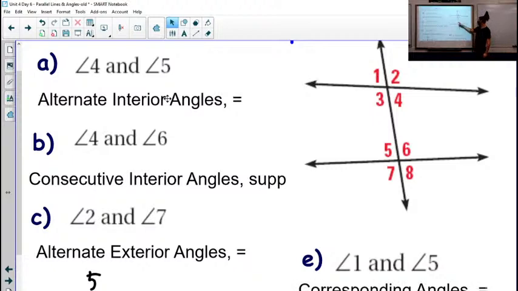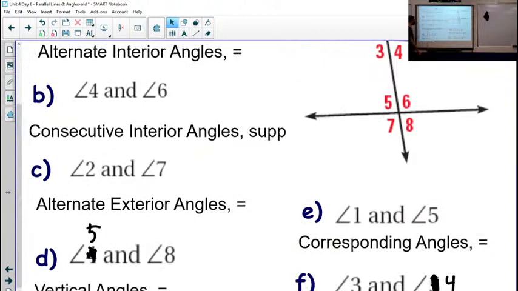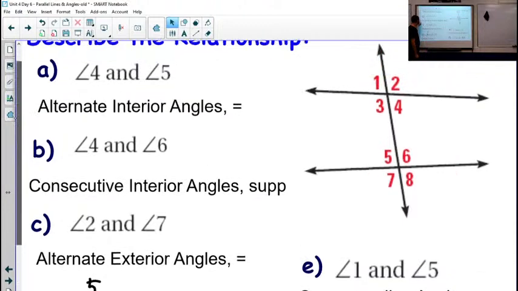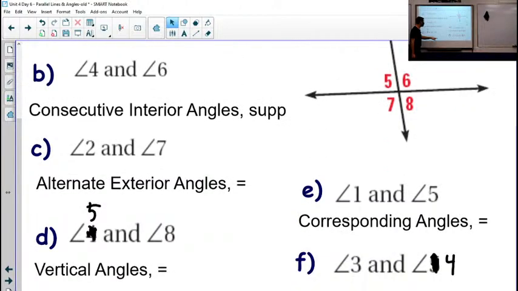1 and 5 are corresponding, top left with the top left. 5 and 8 are vertical angles. And 3 and 4, I know that was cut off a little bit. 3 and 4, these two angles make a straight line. So they're a linear pair. And they're going to be supplementary.